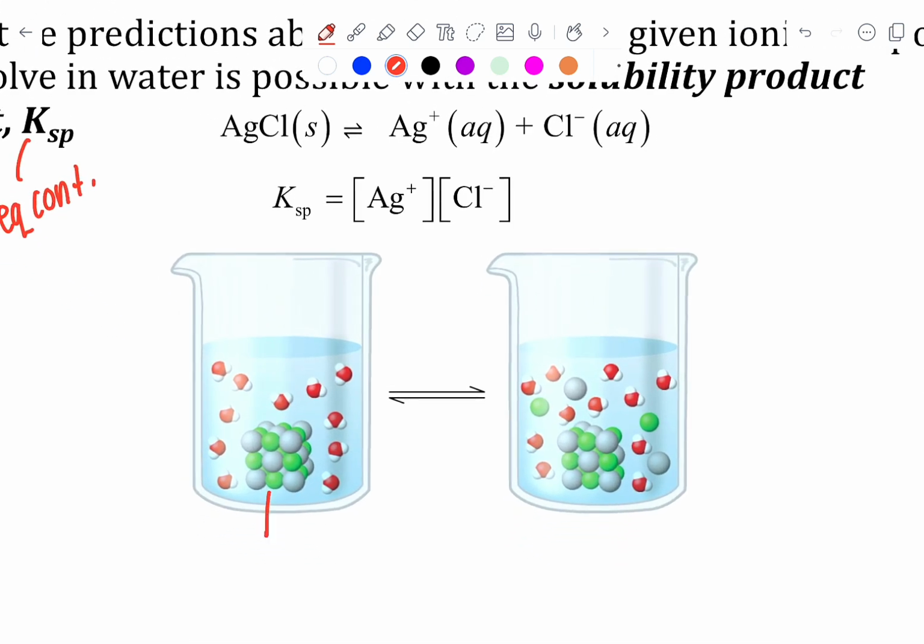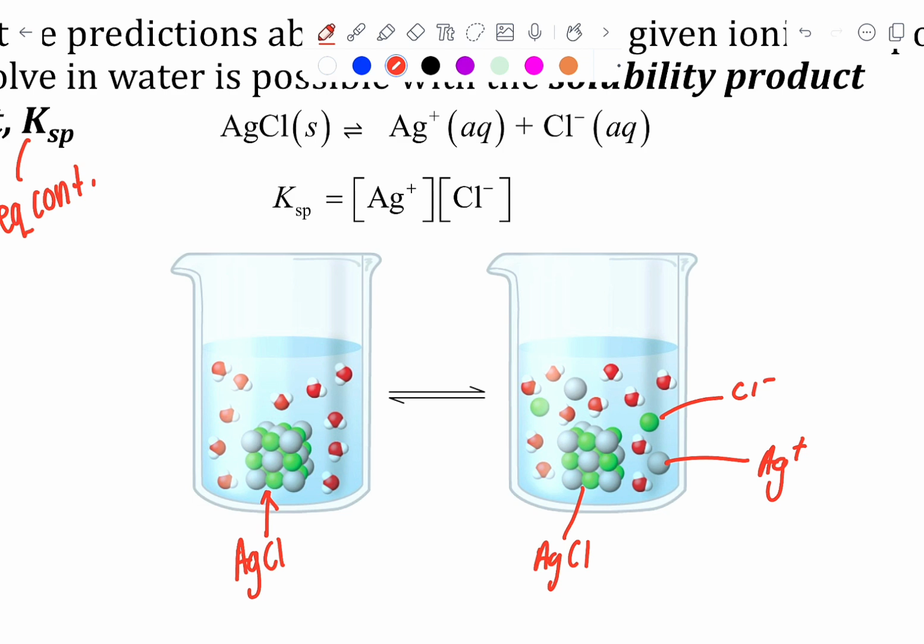So here's our silver chloride, and then we can see in our next image that we have some silver ions. Silver are going to be the gray ones. Silver ions and some chloride ions, but we also have some that's still a solid. Okay, and this is an equilibrium, so if one chloride ion goes back into the solid, another chloride ion will come out of the solid, and that's the equilibrium that's happening between the solid and the ions.